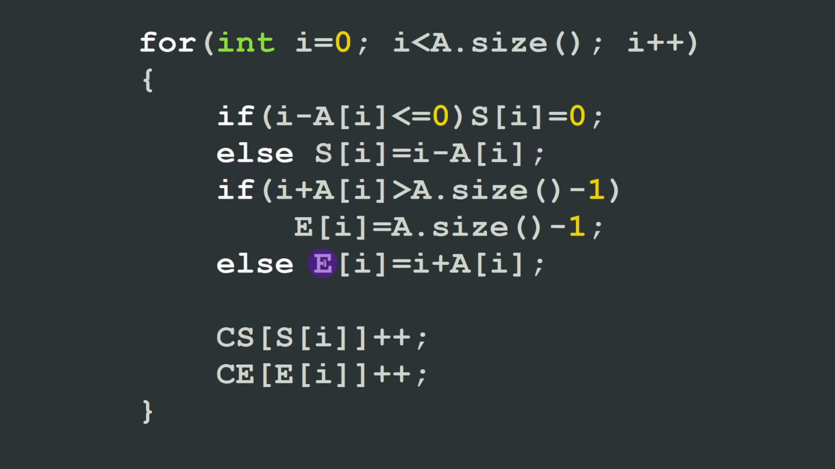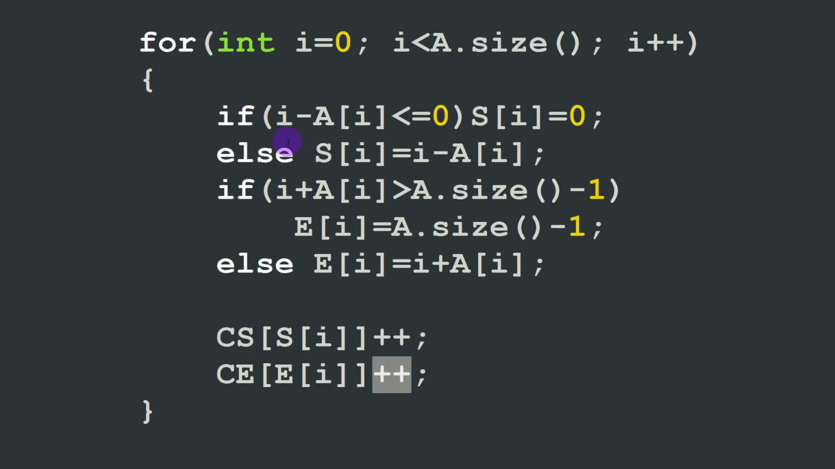Same thing for the vector e. If any of the values I plus ai are going to exceed the maximum position of vector a, we are going to replace these values by the maximal position, which is a.size minus 1. Otherwise, we are going to take the value I plus ai as it is and store it in our element ei. When this is done, we're going to increment the counters in vectors cs and ce. The counter cs of the element si is going to be incremented by 1, and same thing, the counter ce of the element ei is going to be incremented by 1.